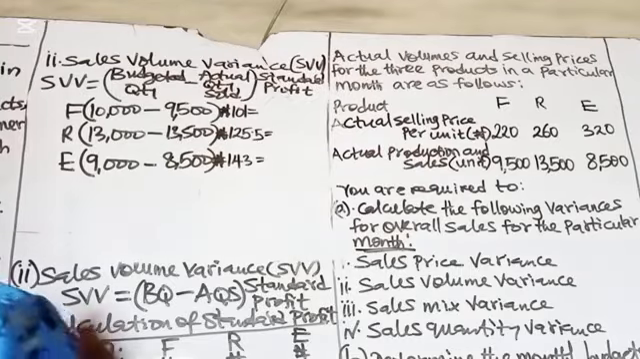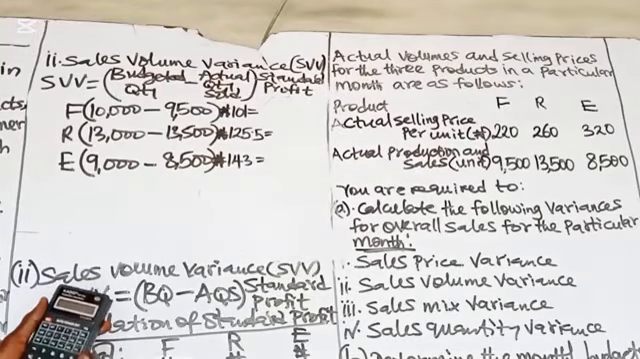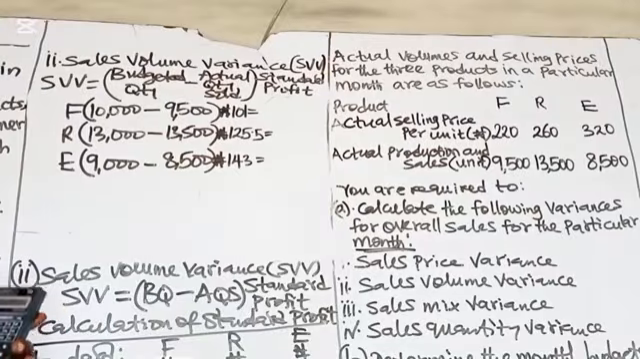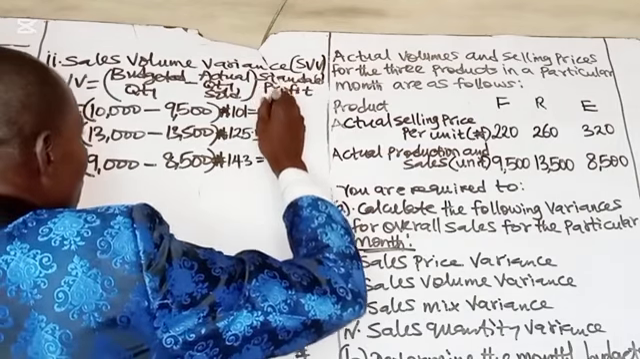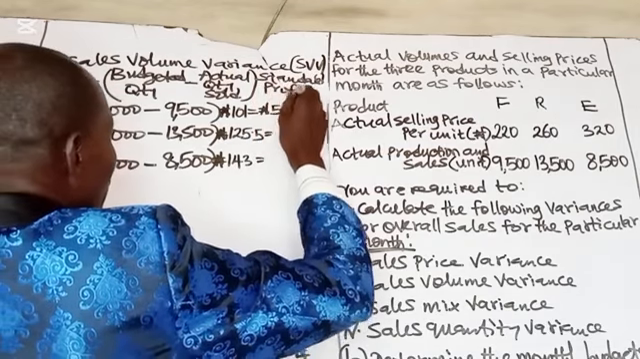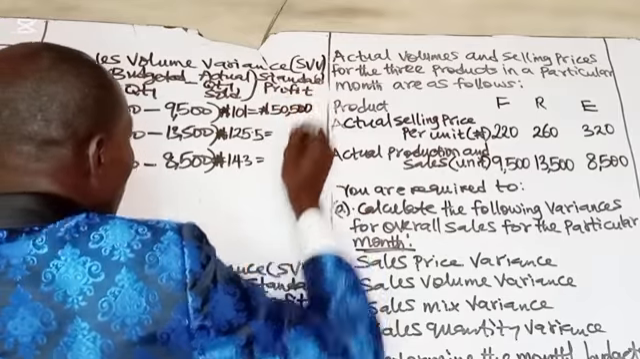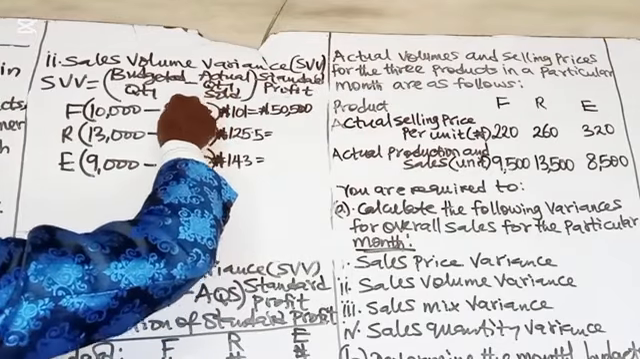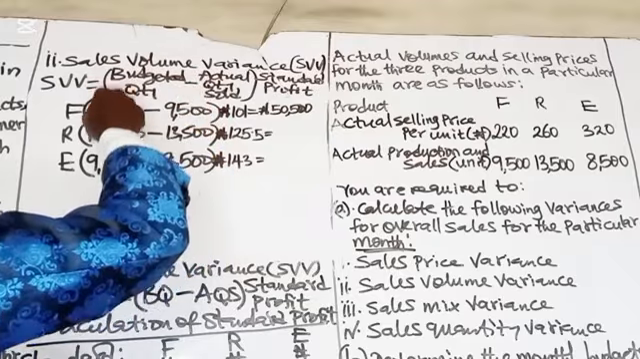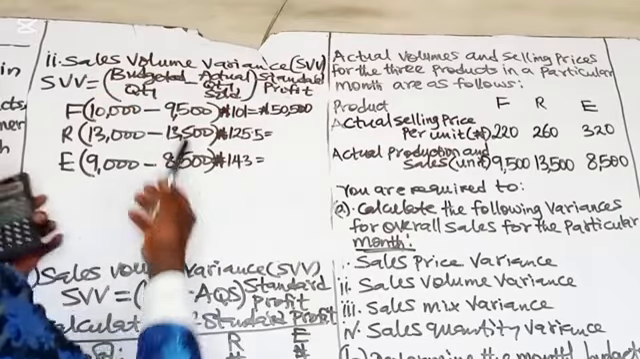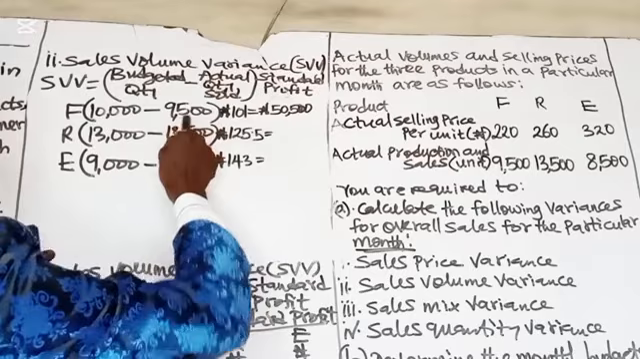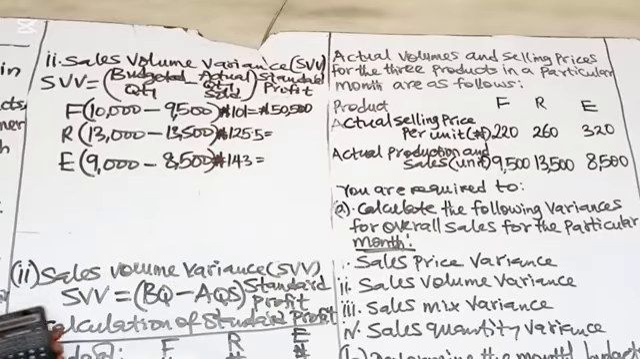So 10,000 minus 9,500, that would be 500. 500 times 101, so we have 50,500. The product was sold lesser than planned. Since this is sales, it is revenue. Since the quantity sold is less than planned, their revenue will reduce. So it is an adverse variance.